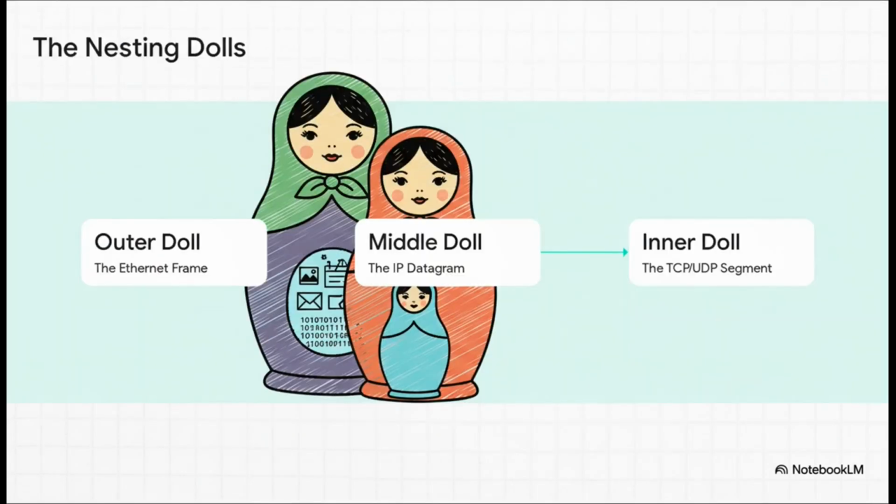adding new instructions for each step of the journey. For what we're talking about, we're really focused on three main dolls. The tiniest doll, way on the inside, holds your actual data, a chunk of an image, part of an email. We call that the TCP or UDP segment. That little doll gets tucked inside the middle one, and this is our star today, the IP Datagram, which handles the global addressing. And finally, the whole thing gets placed inside the biggest doll, the Ethernet frame, which is kind of like a local courier that only handles the very first leg of the trip.